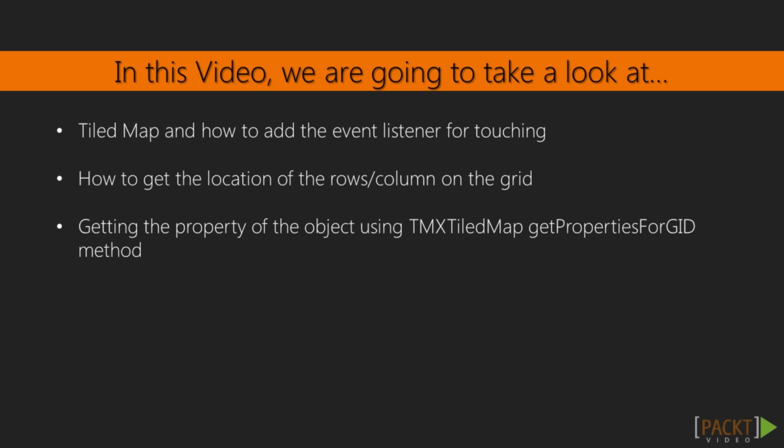The second point is getting the properties of the object on the tiled map. Now let's explain how to get the tile's row-column position on the tiled map. First, what we need to do is launch the Tiled application and reopen the desert.tmx file.